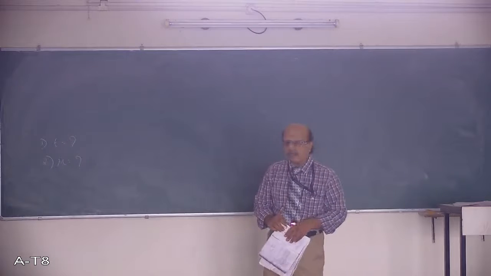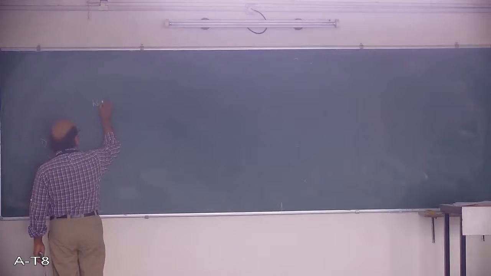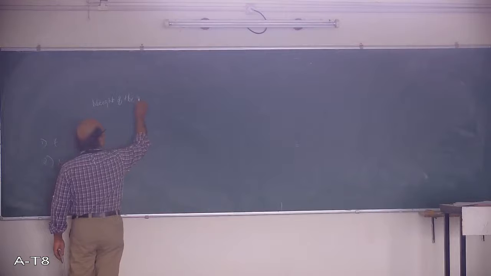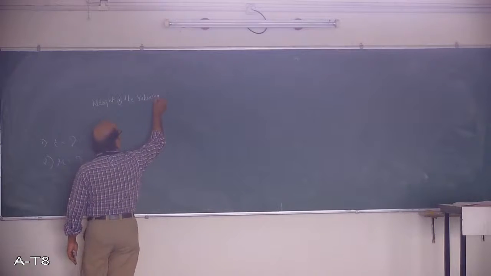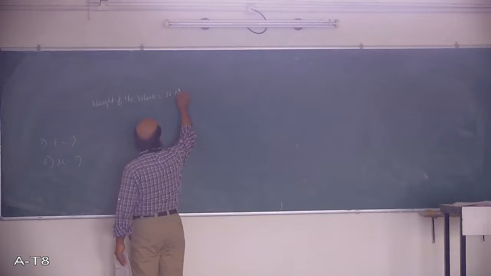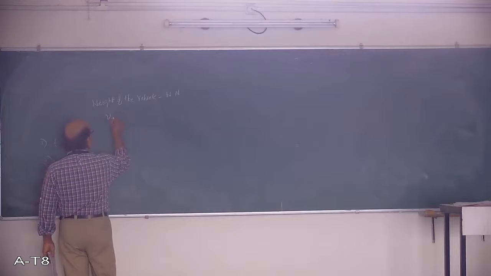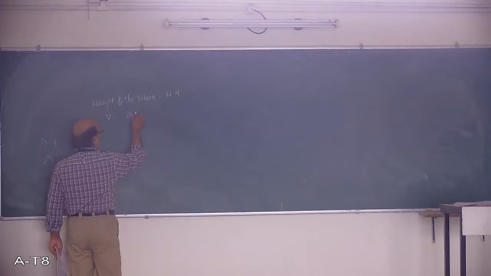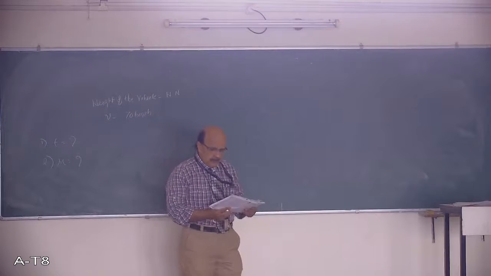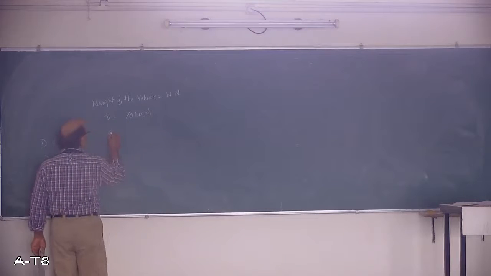Now first of all, the weight of the vehicle is not given, so take the weight of the vehicle as W Newton. The velocity of the vehicle given is 70 kilometers per hour, and the distance it travels is S equal to 50 meters.